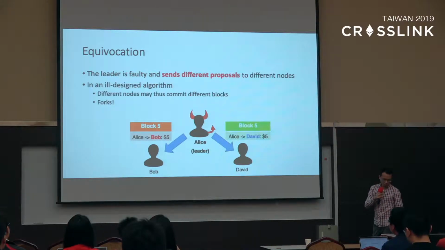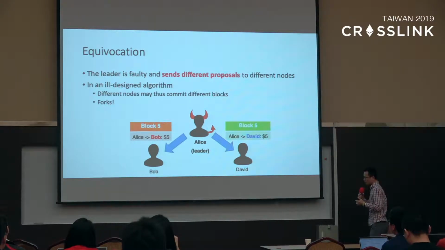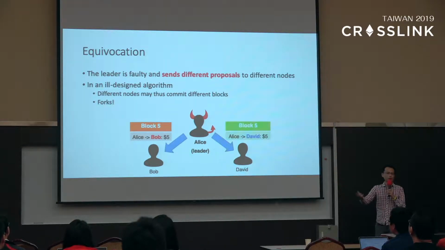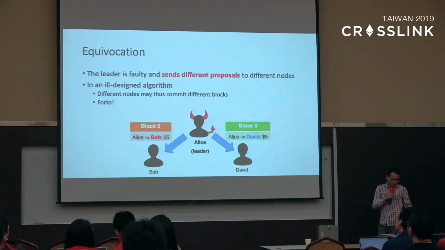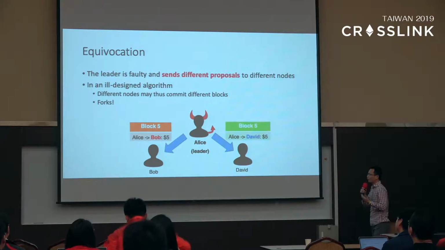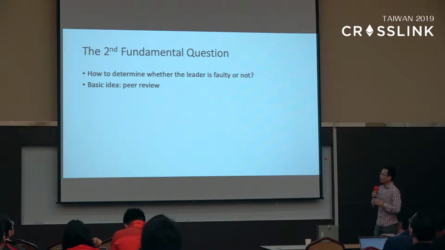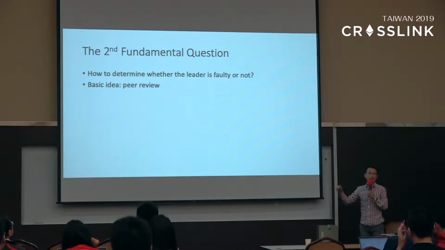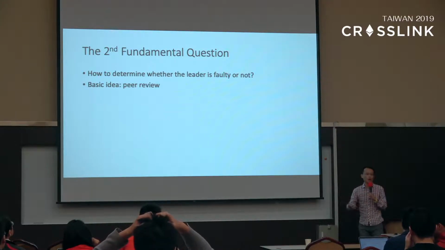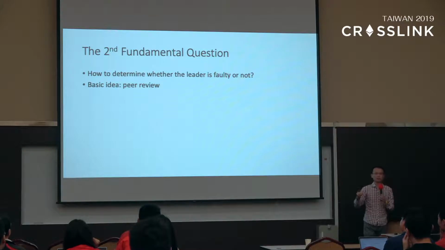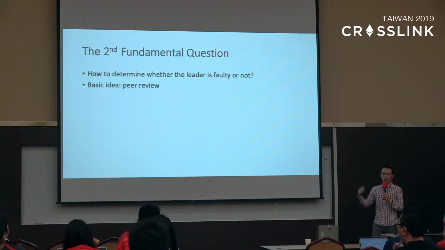Okay. So the problem is, if the consensus algorithm is not designed well, then it may lead to a fork. Okay, because Bob and David see different content in the blockchain. Okay, so that's a fork. So obviously, we want to avoid forks in the blockchain. Okay. So basically, every consensus algorithm needs to address this issue. They need to design, in some sense, a mechanism to determine whether the leader is faulty or not.